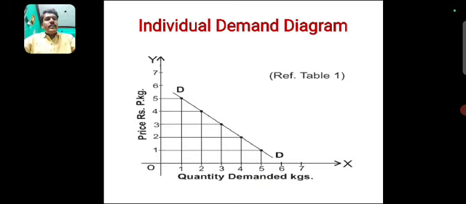The individual demand diagram also helps to understand the concept of the law of demand easily. The y-axis represents the price of sugar and the x-axis represents quantity demanded. When the price of sugar is rupees 1, the quantity demanded of sugar is 5. When the price rises to rupees 2, the demand falls to 4. Further, when it increases to rupees 5, the quantity demanded for sugar is 1.